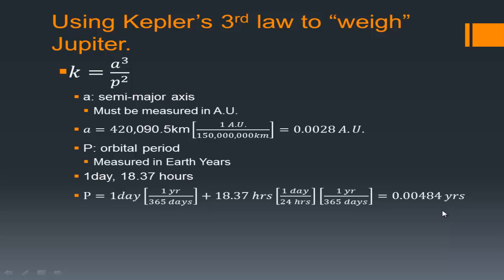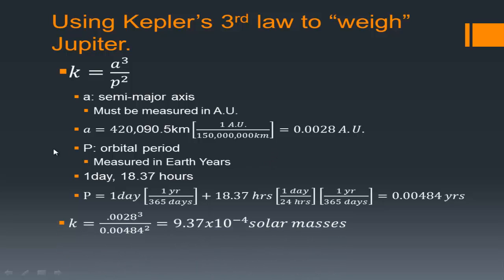You will have to do some of these conversion factors, so it's important that you understand how they work. If you're not sure, please ask. So when we plug that in, we get that Jupiter, the largest, most massive planet in our solar system, is a very small mass compared to our Sun: 9.37 times 10 to the negative fourth solar masses. This is far less than 1% of the mass of the Sun. And when you work this out, that gets to within 1% error.